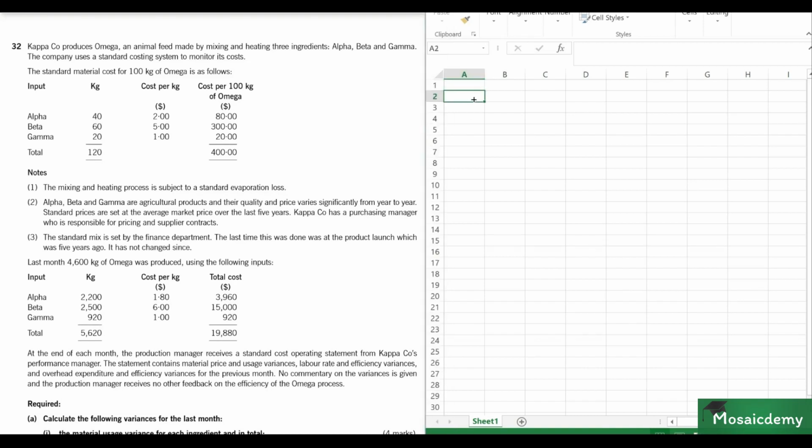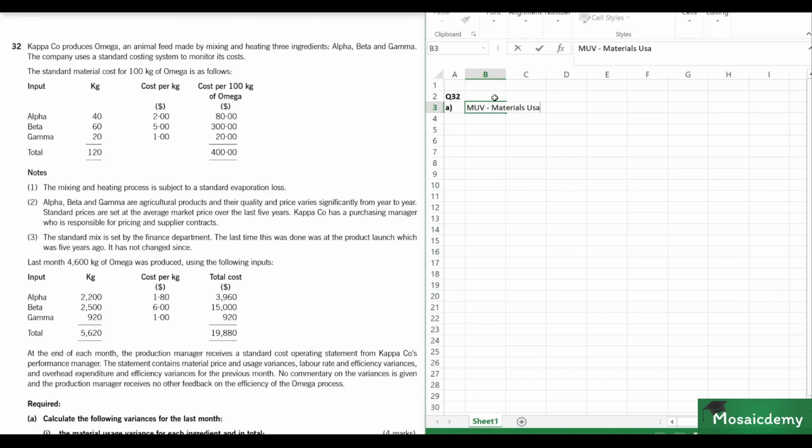Okay, so as always, we'll start by labeling the question, the part that we're attempting. We'll make it bold to distinguish it from the rest of the answer and keep it in a separate column. Okay, so we're going to be calculating the material usage variance first. Let's start by just putting the formula down for the material usage variance, and let's also put the shorthands we'll be using. So MUV will be used for material usage variance, so we'll put that shorthand down. Okay, we'll be using S for standard. We'll be using A for actual, so this is also addressing the mix and yield variance shorthands as well.